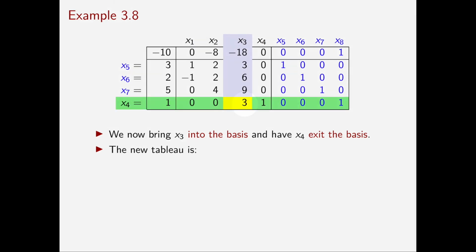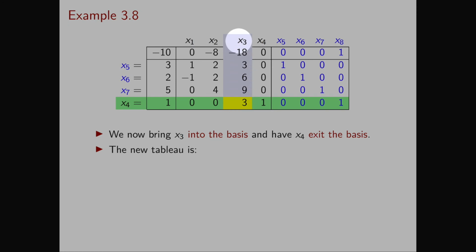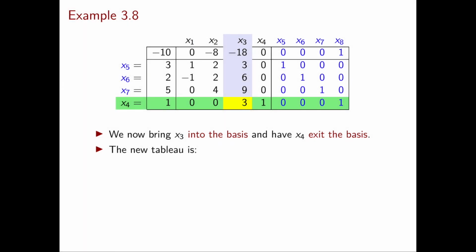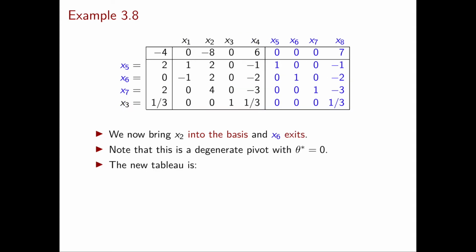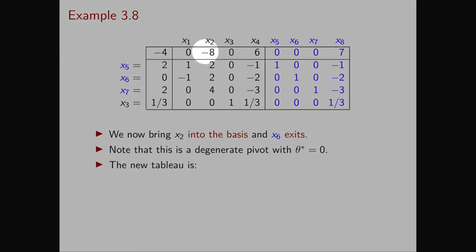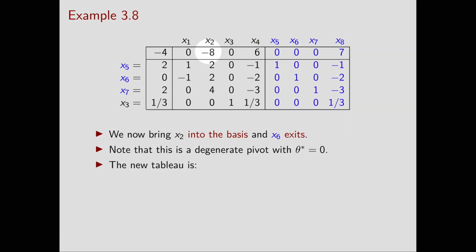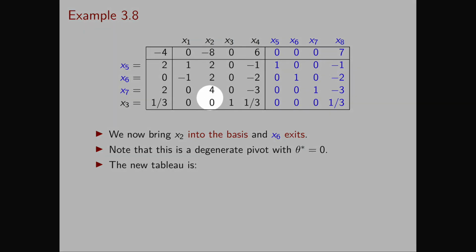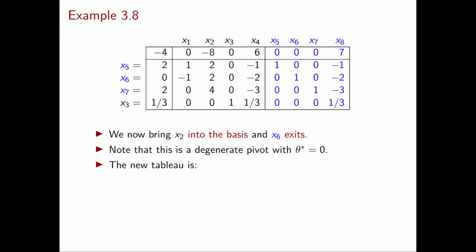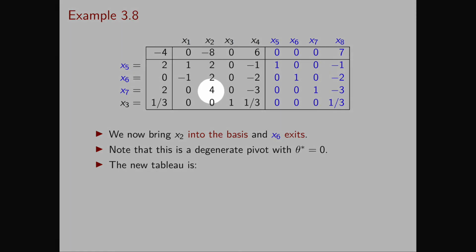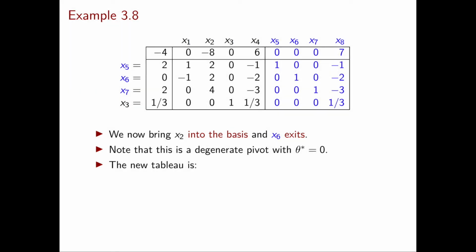So my pivot element is 3, and now I need to perform all the elementary row operations to transform the 3 into a 1 and everything else on the pivot column to 0. If you perform these elementary row operations, you obtain this next tableau. The cost is now only 4, but I still have one negative reduced cost, which is minus 8. The positive entries in the pivot column are 2, 2, 4, and the corresponding ratios are 1, 0, and 1/2. Therefore, I will have x6 leave the basis and x2 enter.